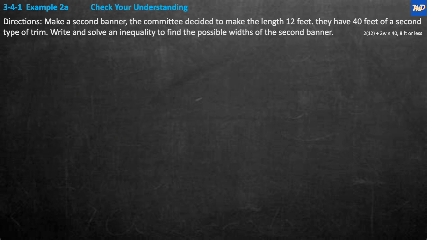Okay, example 2, check your understanding. Directions here. Make a second banner. The committee decided to make the length 12 feet. They have 40 feet of a second type of trim. Write and solve the inequality to find the possible widths of the second banner.